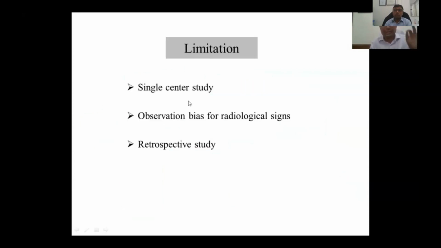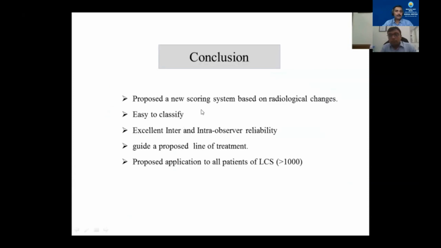Limitations: it is a single-center study, and observation bias is always there in retrospective studies. Conclusion: we propose a new scoring system based on the severity of radiological score. It is easy to classify, with excellent clinical reliability. It will guide the line of treatment for adjacent segment degeneration. We have started applying this scoring system to our degenerative lumbar canal stenosis patients to grade the lumbar canal stenosis in our routine OPD.